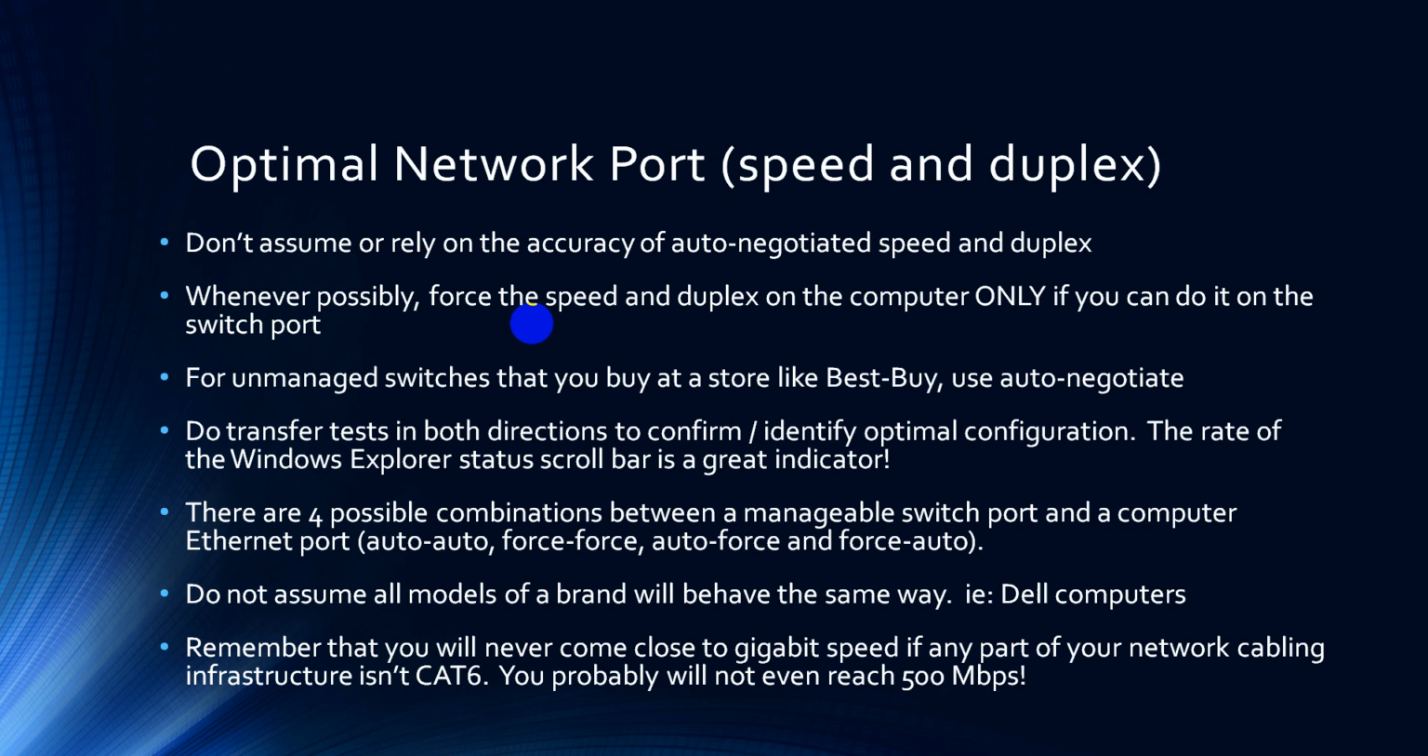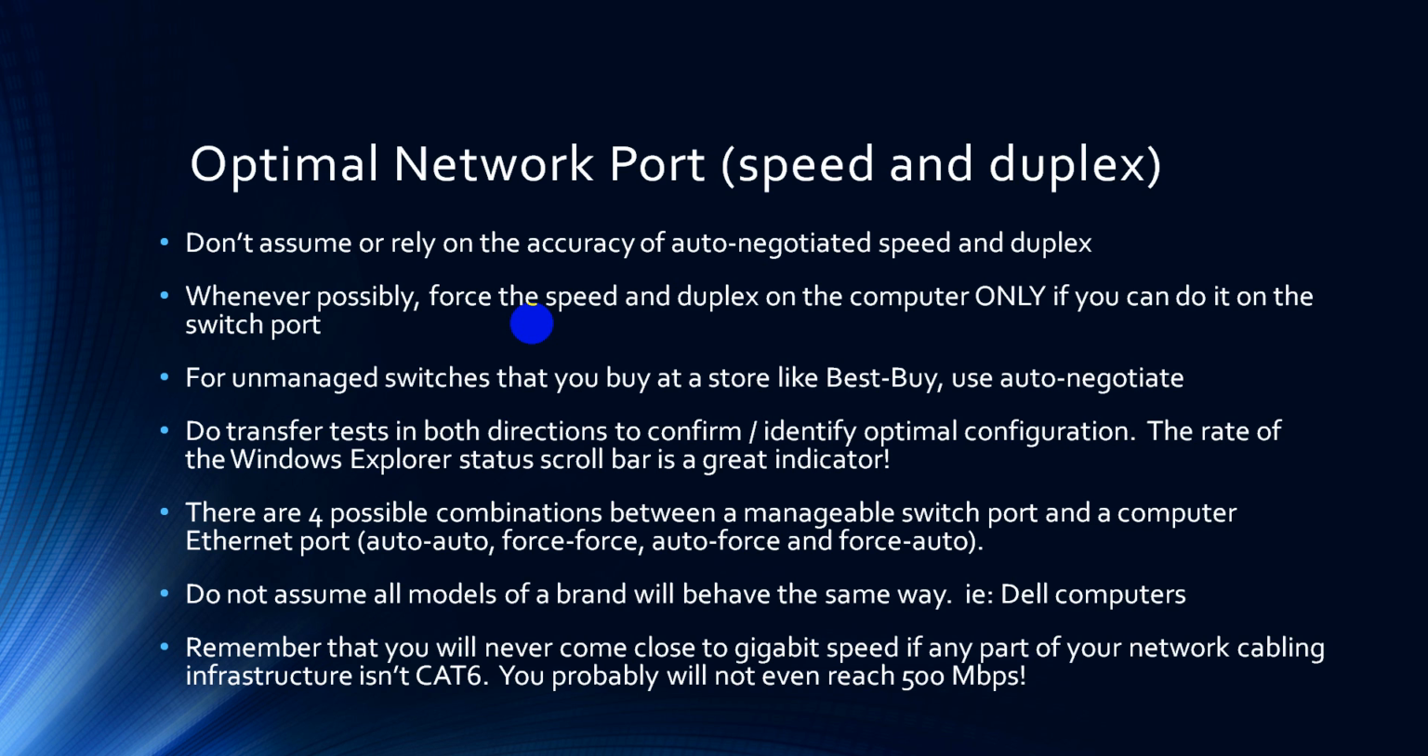So what I'm showing here, basically there's 4 possible combinations between a switch port and a device. Both sides can be set to auto. You can force both if you can, right? Obviously, if a switch cannot be configured, it cannot be configured. And then you can have one side that's auto and one side that's force, and vice versa.